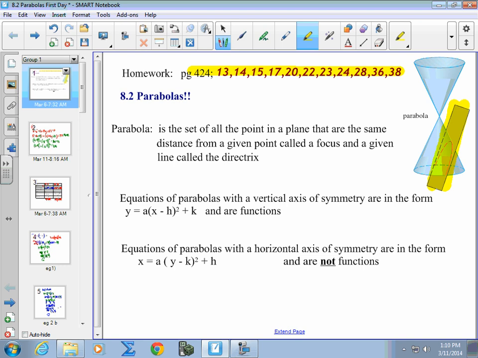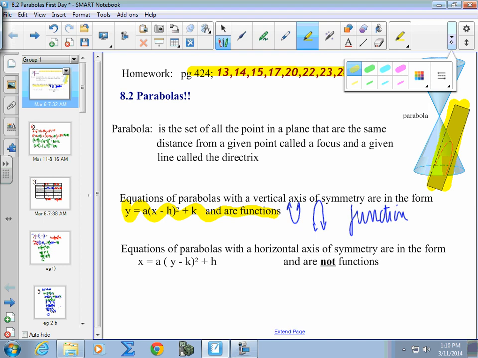We have already talked about parabolas in the form y equals a times (x minus h) squared plus k. Those are parabolas that face up or down. If it's in that form, they face up or down, and they are considered a function. If it's in the form x equals a times (y minus k) squared plus h, it is a parabola that faces left or right, and it is not a function.